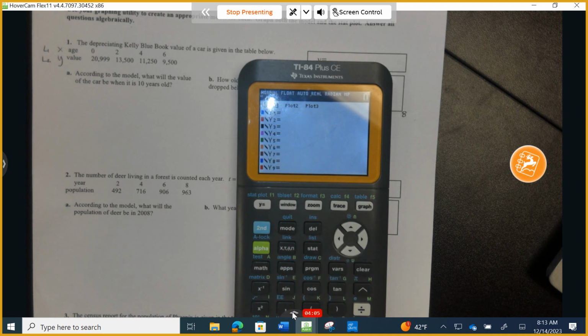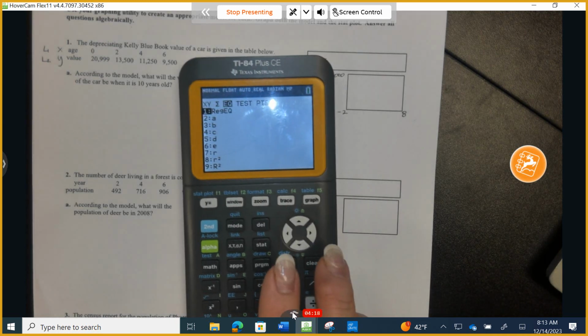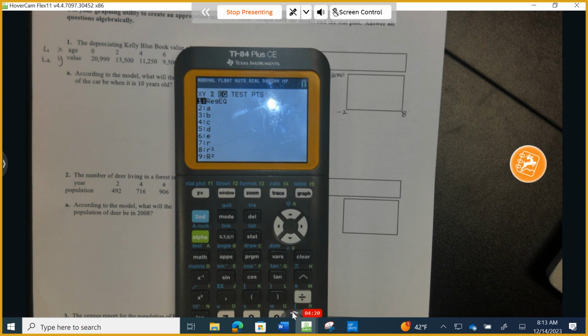Let's go up to y equals, and let's go to vars. Vars is going to be on your calculator right here. Let's hit vars. We're going to go down to number 5, stat. We're going to go across to EQ. And now the first option is our regression model. So when you press enter, it's going to copy and paste that exact data into an exponential equation.